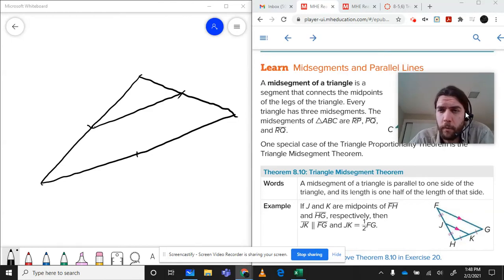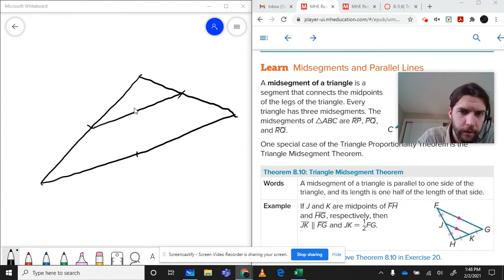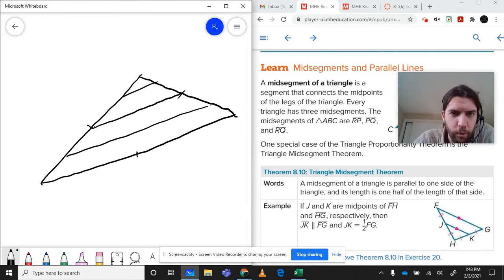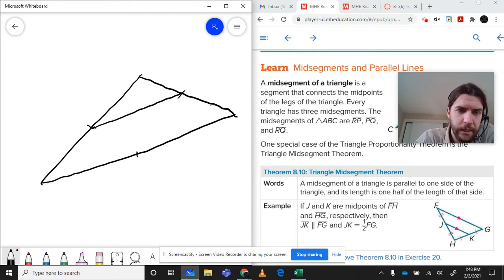Okay, in this next part, we're going to talk about something that's called a mid segment. A mid segment is kind of like what we were doing a moment ago, but it's a very particular case. So instead of just saying that we're talking about generally when we draw a line in here that's parallel to the bottom somewhere and that cuts us up into proportional segments on the sides, we're going to draw that line just directly between two particular places, between the midpoint of one side and the midpoint of the other side.